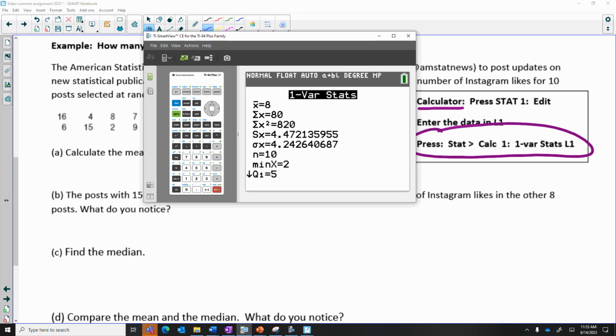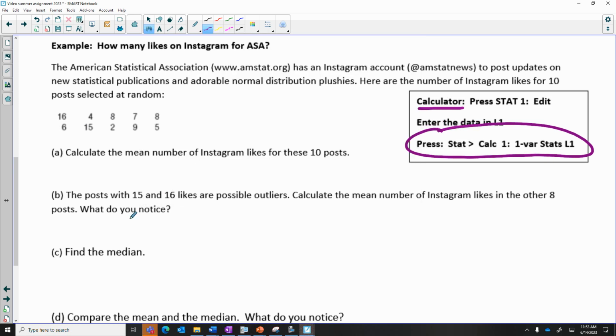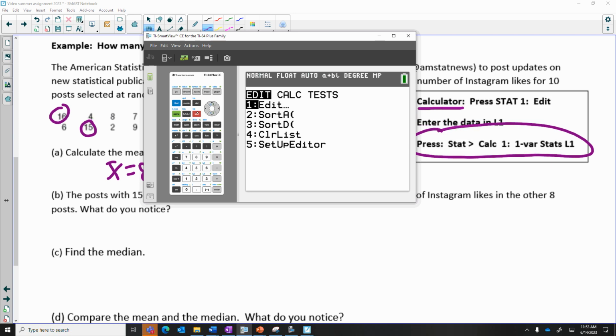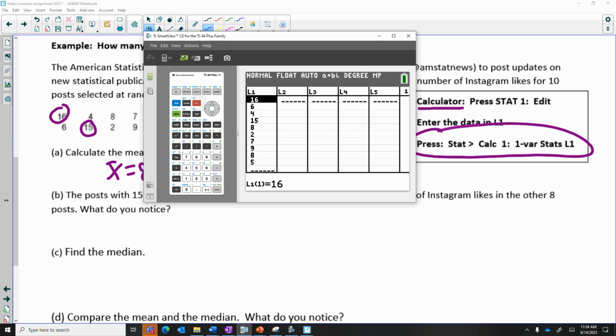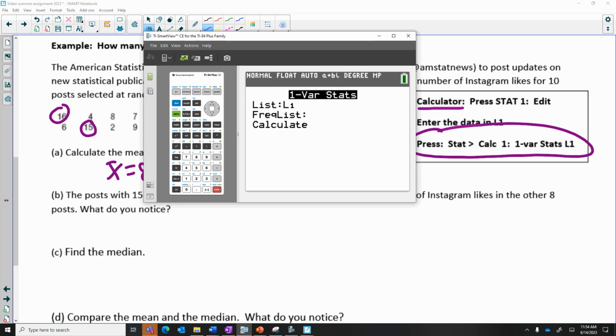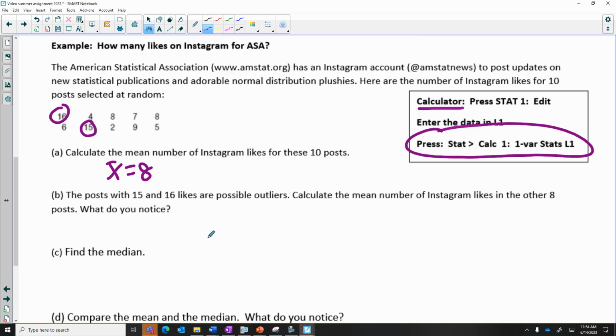The mean is on the top, x bar equals 8. That's the mean. And then it says the points of 15 and 16 are possible outliers. What if we were to find the mean of the 8 others if those were removed? If I were to remove those, stat edit, I would hit delete, not clear, just delete on those 2. Now I have 8, and if I do stat calc 1var stat, what do you think is going to happen to the mean now? Okay, do it now, write it down.